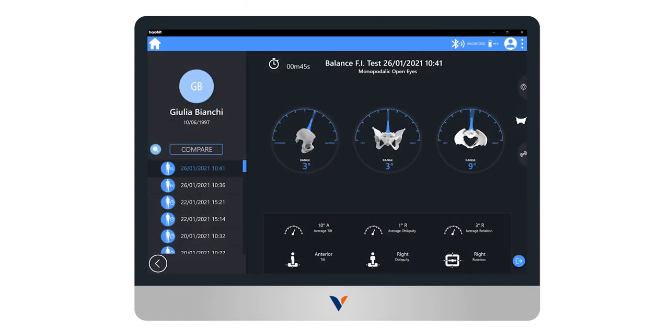By integrating all the information collected, we can have a global assessment that allows us to understand which are the major weaknesses in the strategy used by our subject to maintain an upright position.